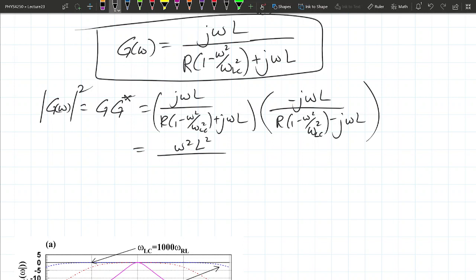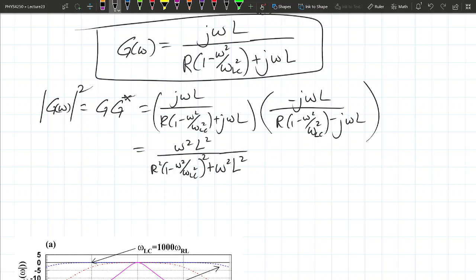with a negative sign, yeah. There's going to be R square times 1 plus omega square omega LC square squared. Okay, that's the first term. The second term is going to be, well, it's minus j squared, but j squared is just minus 1, so you get a plus here, actually. And then you get omega square L square.